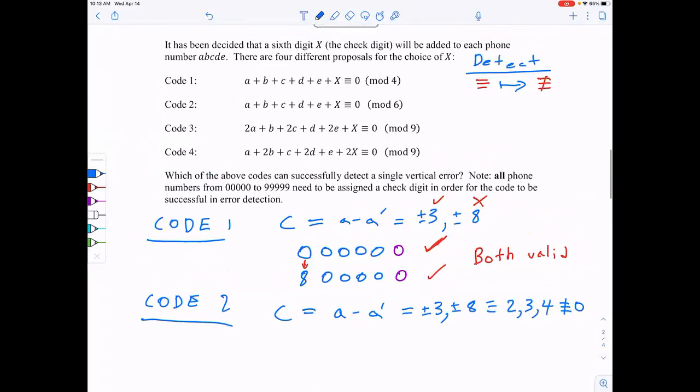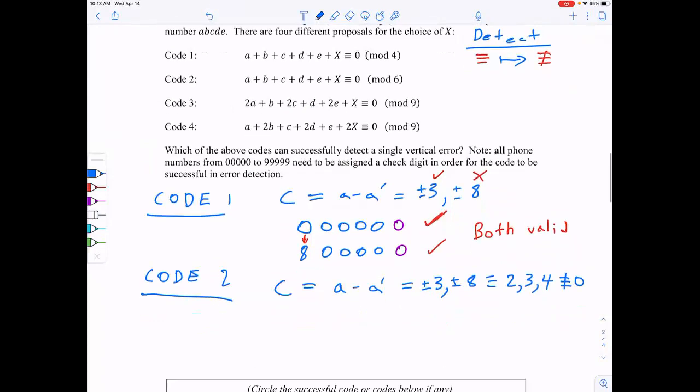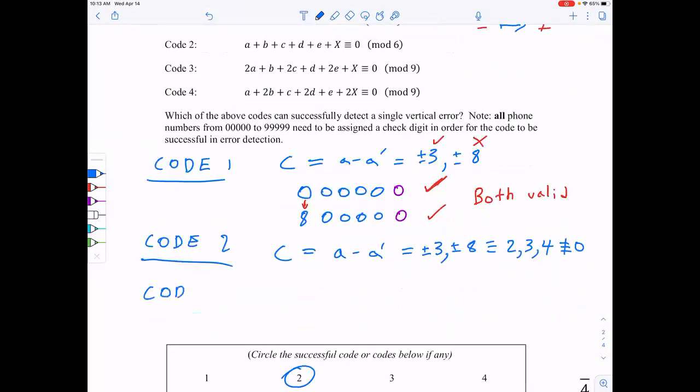So finally, let's move on to code 3. And I guess both code 3 and 4 are done in mod 9. And they're similar in that they alternate the coefficient of 2 and then a coefficient of 1, 2, 1. And code 4 does the same thing. So let's just chunk those ones together. So code 3 and code 4, we can analyze those together.